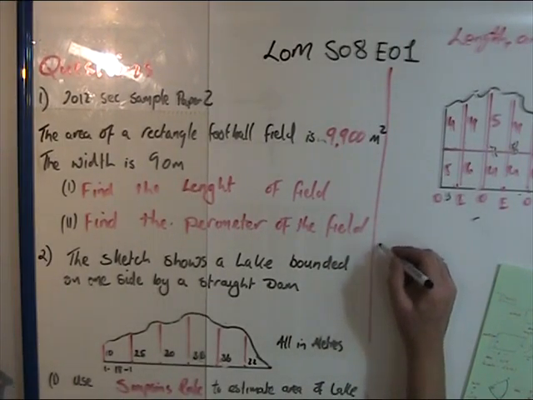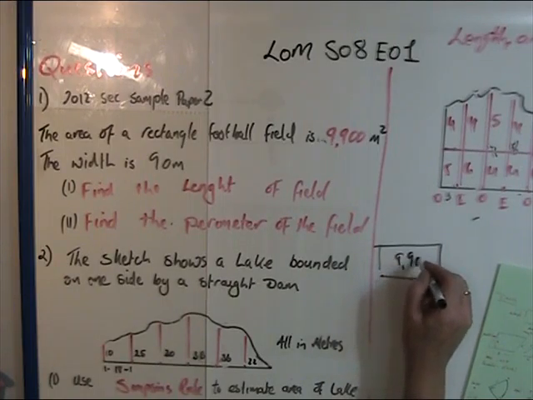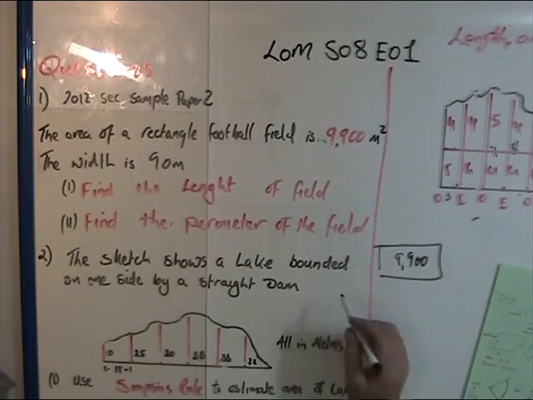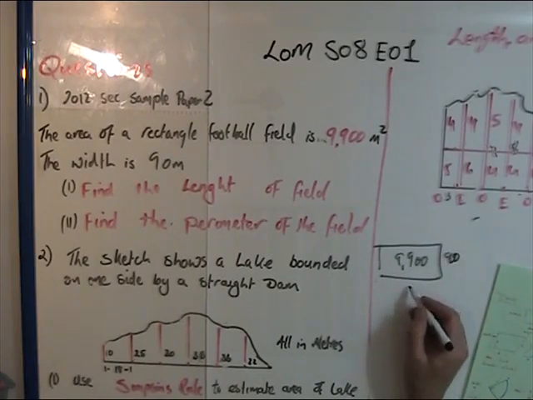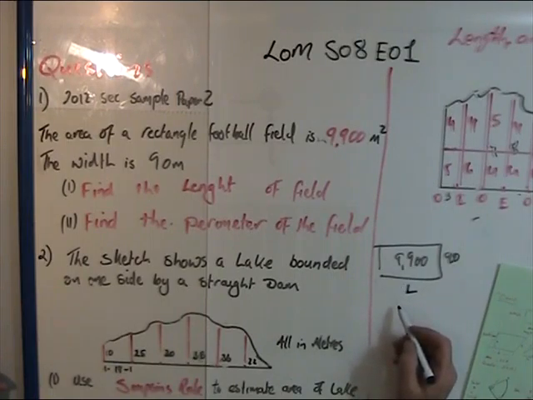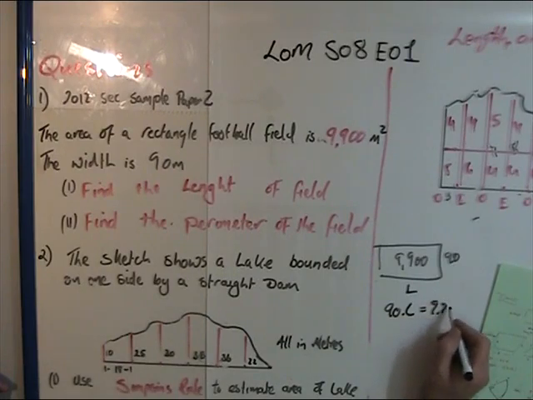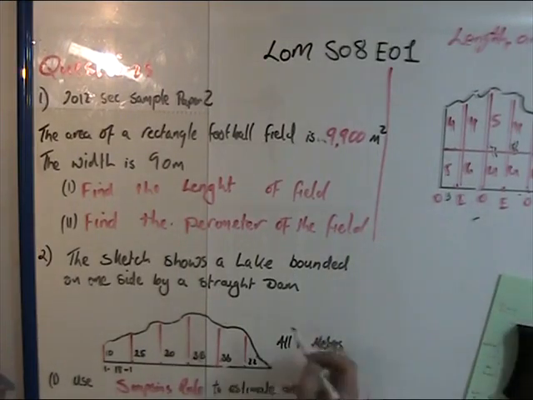Now, really the area of this is 9,900, and you're told that the width is 90. You know that 90 by the length, or the breadth, is going to be equal to that. So manipulate the formula. 90 times L is equal to 9,900. I'm doing this question for you. L is equal to, manipulating the formula, series 1.